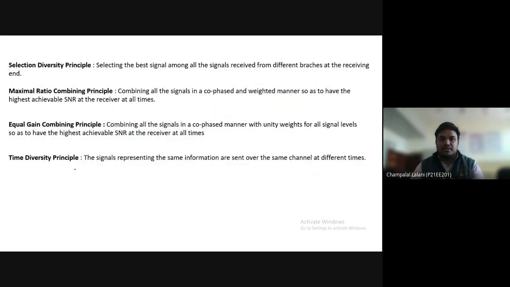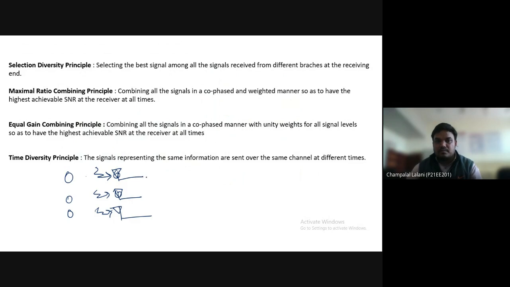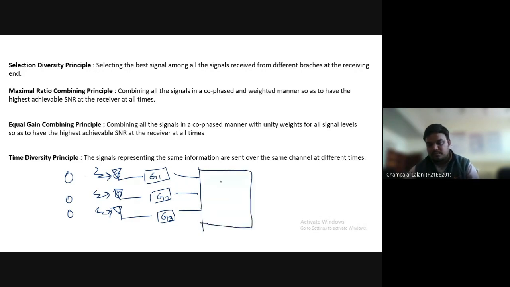Let's move on. If we talk about spatial diversity, as I have told, there will be multiple transmitters and multiple receivers. Let's say these are antennas 1, 2, 3, which receive the signal. Here we have gains G1, G2, G3, then a switching unit logic, or this may be a decoder, and here we will have the output.